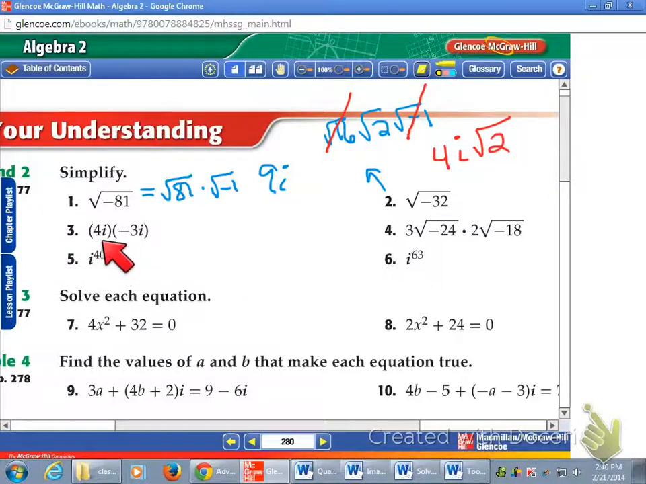Number 3, this is a multiplication problem. So I got 4 times negative 3. Negative 12, no problems. What about i times i? That's i squared. But i squared has its own definition. What was the definition of i squared? Okay, i squared is negative 1. So instead of saying 12 times i squared, I'm going to say 12 times negative 1. What's 12 times negative 1? Positive 12.